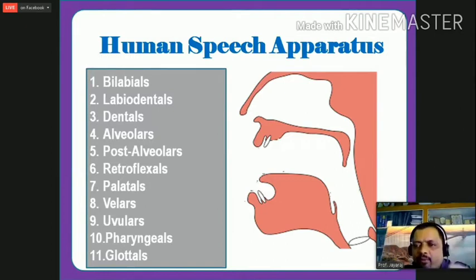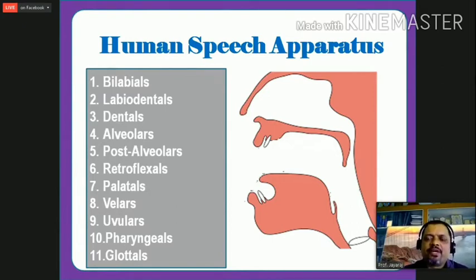This speech apparatus is similar and the same in structure and anatomy across the human languages. You may have thousands of languages in human cultures and societies, with different qualities of language, different shades of languageness. But the speech apparatus is the same. It is something like this.